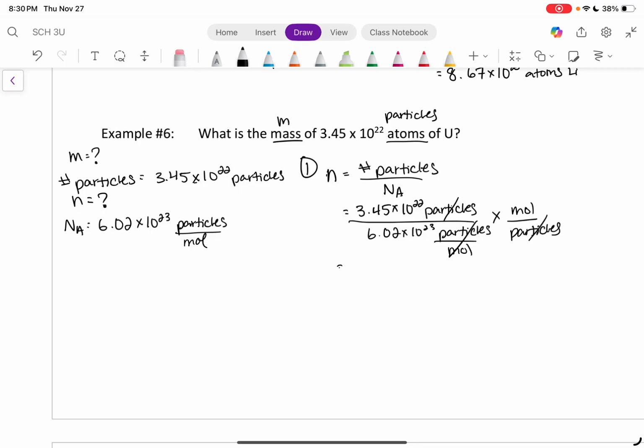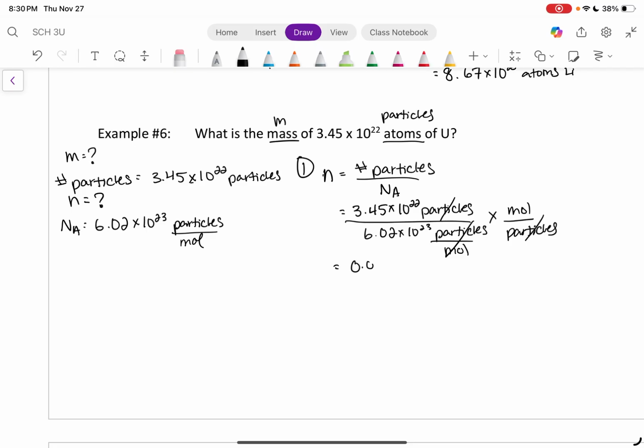I cancel out my particles and I am left with 0.0573 moles of uranium. Right? Or you can write it as 5.73 times 10 to the negative 2 moles of uranium. Right? So if I were to take this decimal, move it 2 places to the right, that means that I have times 10 to the power of negative 2, which is how I get that answer.